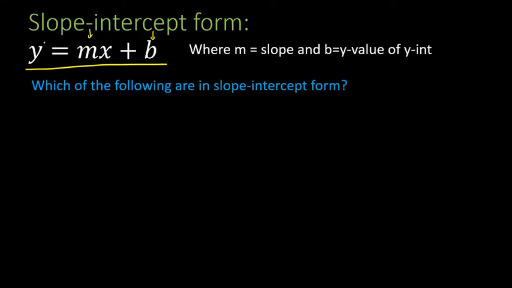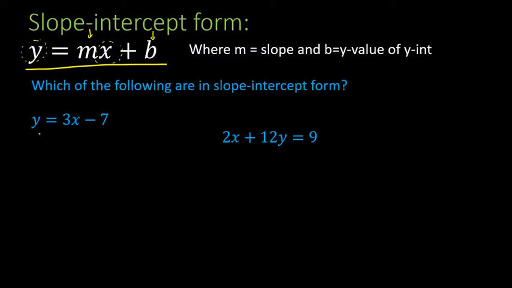So there's always going to be that variable y and that variable x in your equation. It's just m and b that will change. So let's do a little bit of practice of identifying equations that are or are not in slope-intercept form.